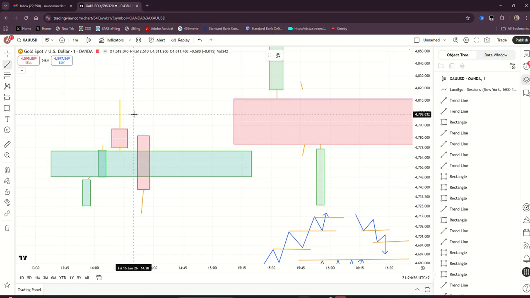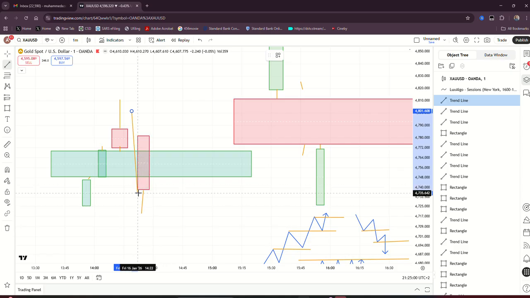So what we should be expecting if you want to look for sells: you want to look for the market to go and close below here like this. It must come down and close below the fair value gap, and then you can expect price to go lower, right?